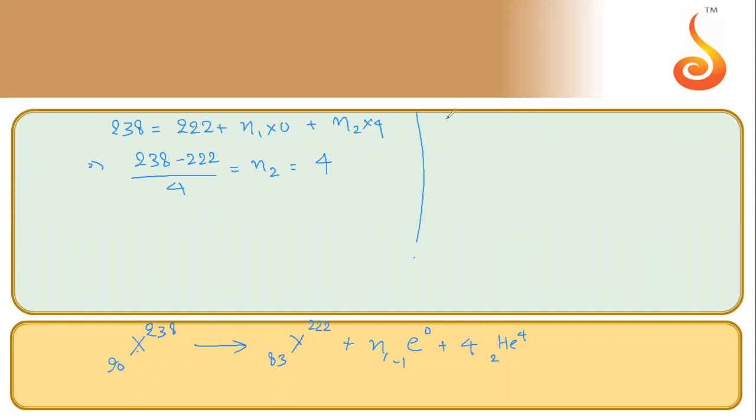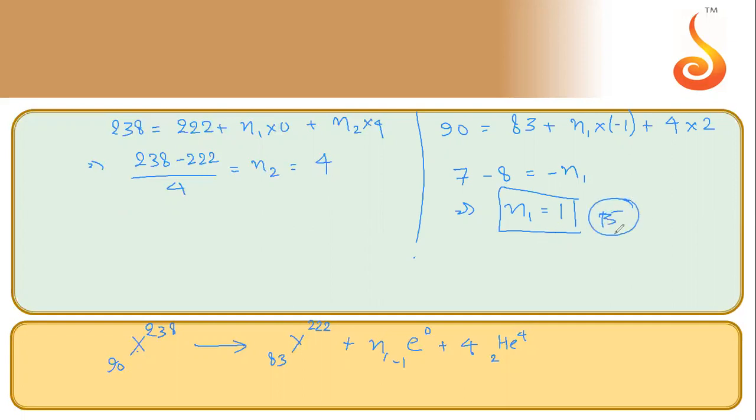So total atomic number on the left hand side of the equation is 90. On the right hand side, it will be 83 plus n1 into -1 plus 4 into 2. So this is 7 minus 8 equals minus n1. So from here you will get the value of n1 equals 1. So in this reaction, a total of 1 beta minus particle is being produced and 4 alpha particles are being produced. Okay, thank you.